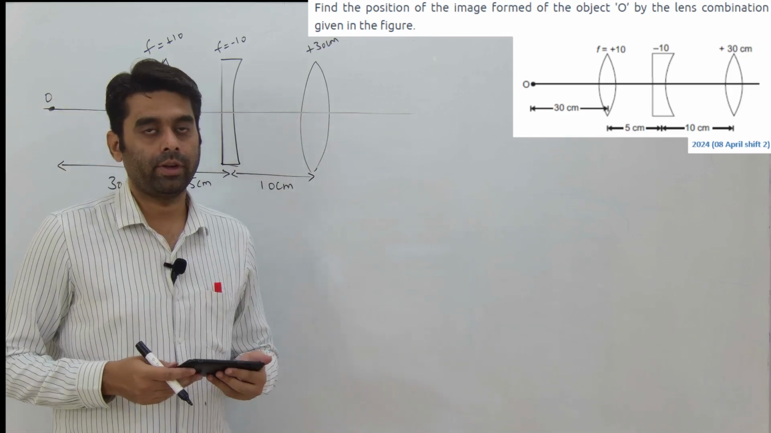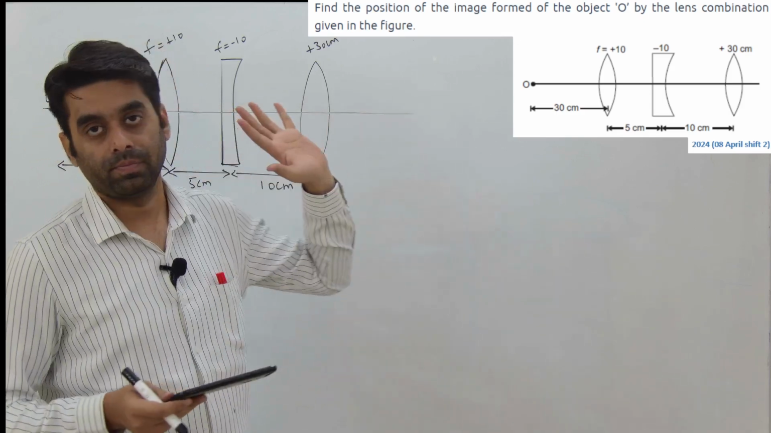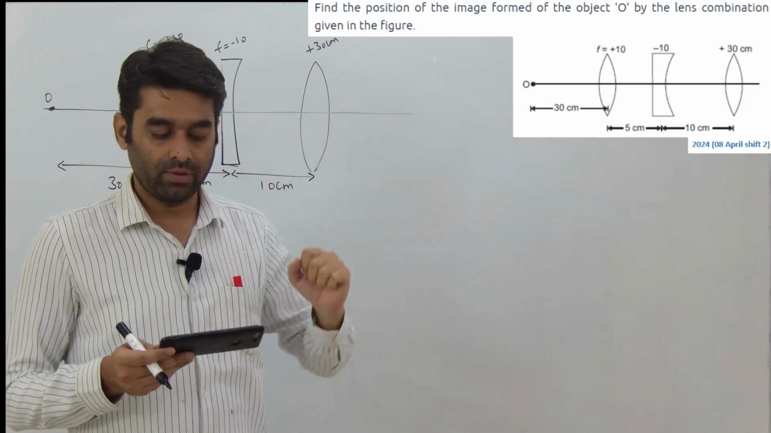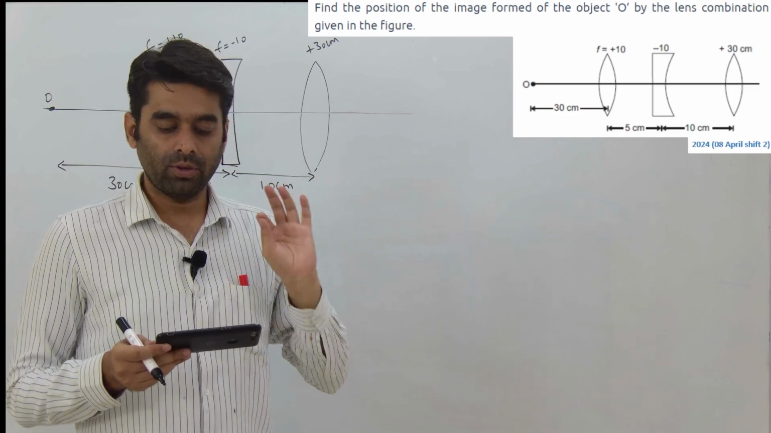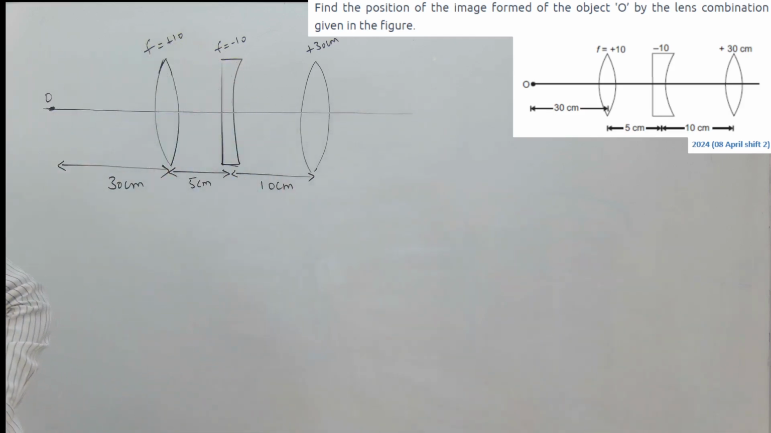So let us see. The next question that we have, I have drawn the diagram for myself. It's there for you on the board. Find the position of the image formed by the object O by the lens combination given in the figure. Let us see.